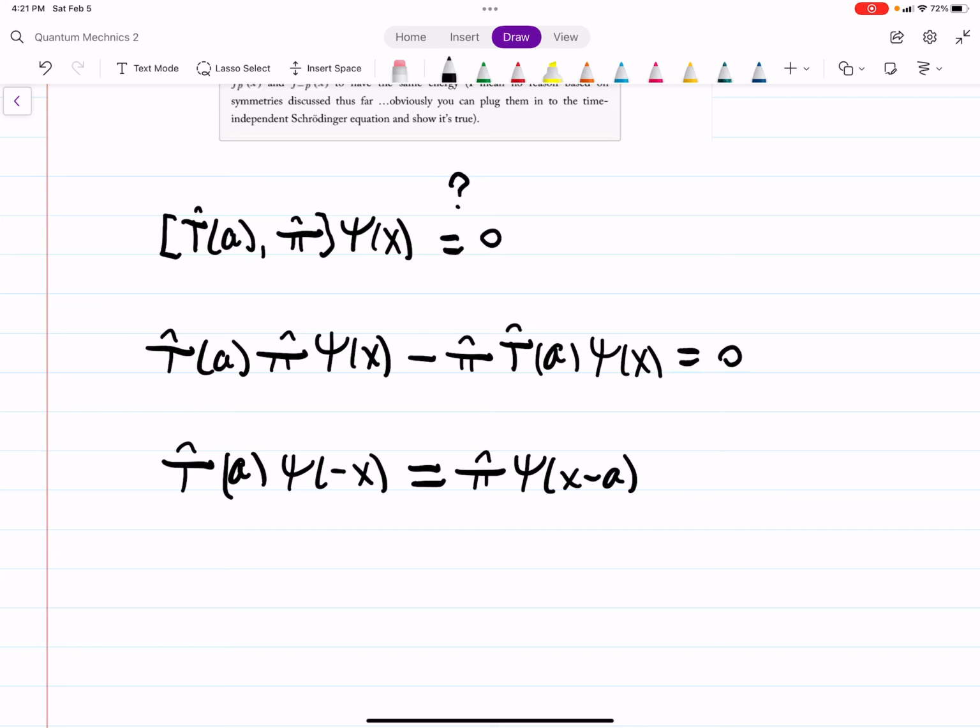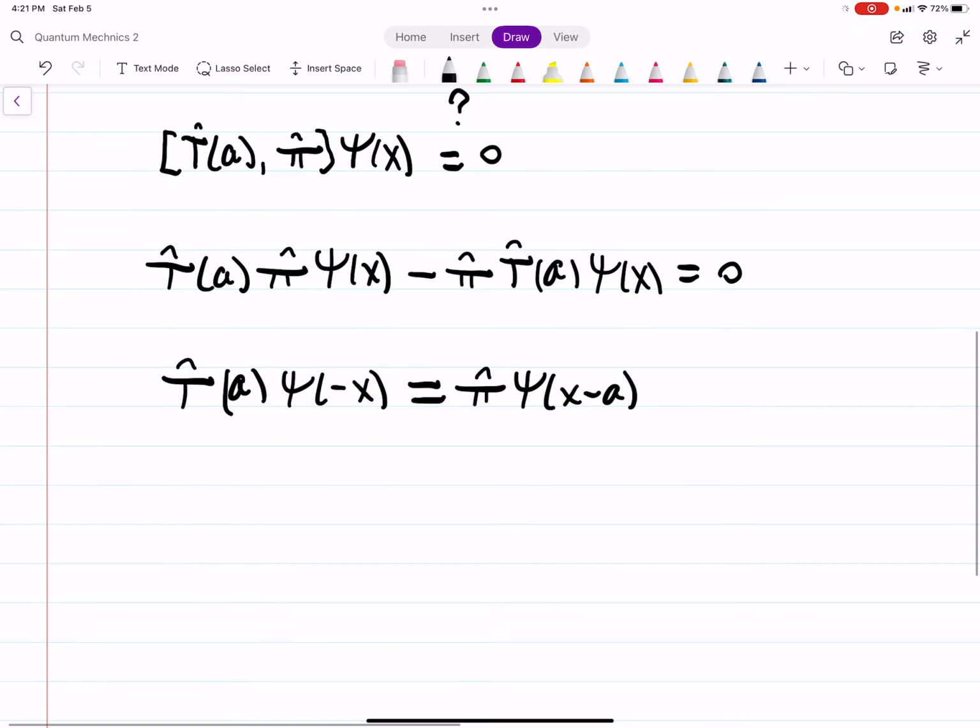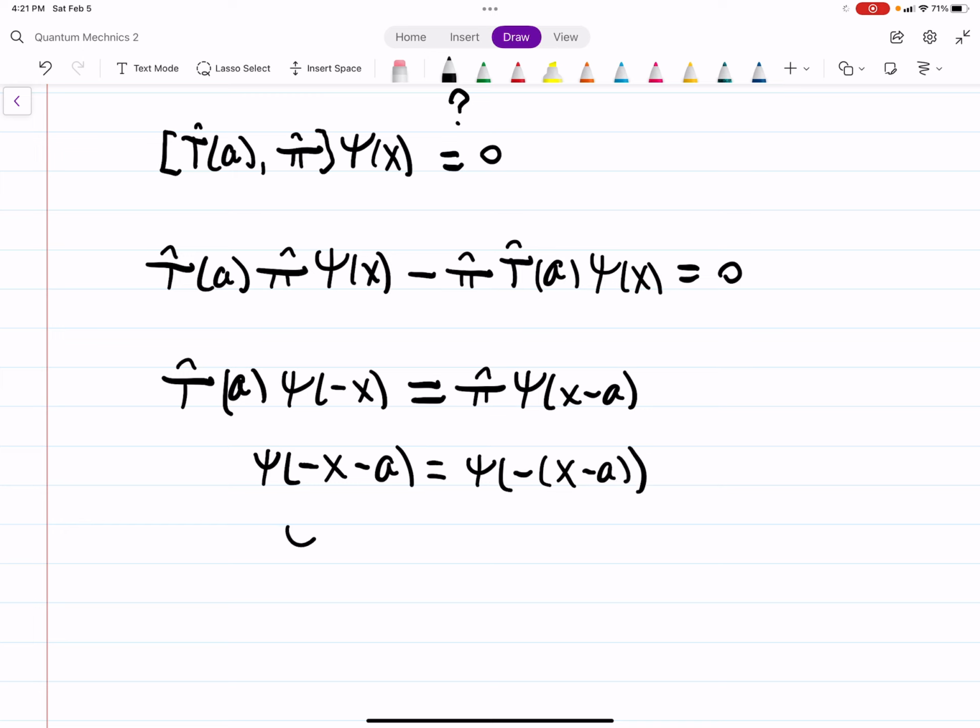Well, let's find out. I added that over, and I did the translation operator and the parity operator. And now we're going to do the last operator here. So this is psi of minus x minus a. So we get psi of minus x minus a does not equal psi of minus x plus a. So they do not commute, and we just showed that. So that is what we needed to do there.